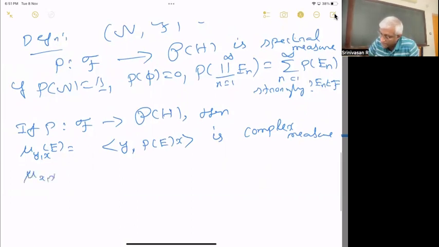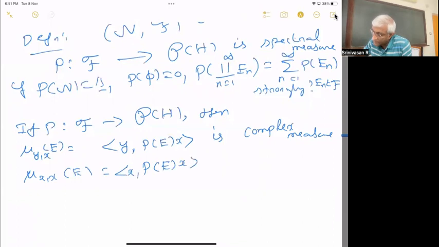And mu_xx(E) is equal to the inner product of x with P of E x, which is also equal to norm of P of E x squared. Norm squared is not an additive function, but here it's additive because when you insert the P of E, which is a projection, as a set function it's additive. So it is a positive measure.